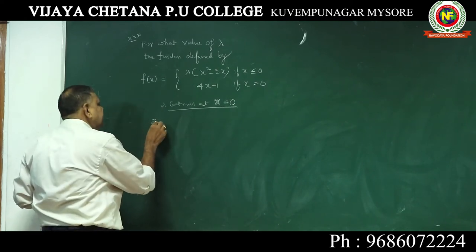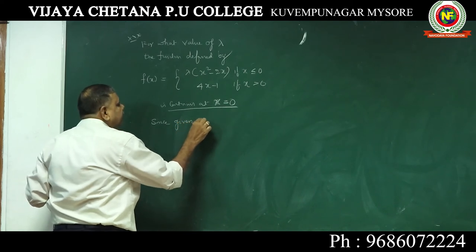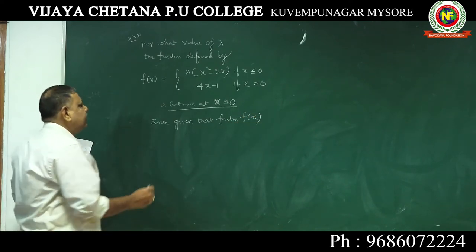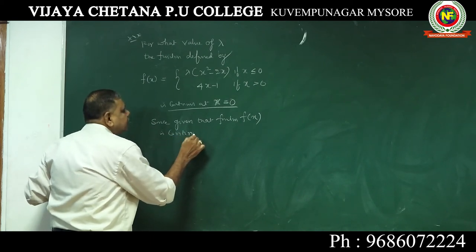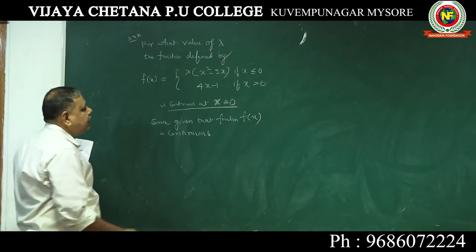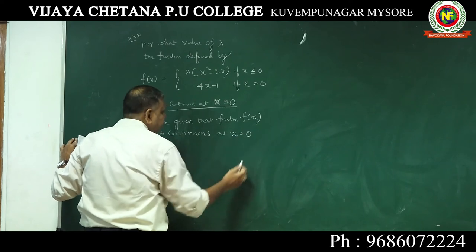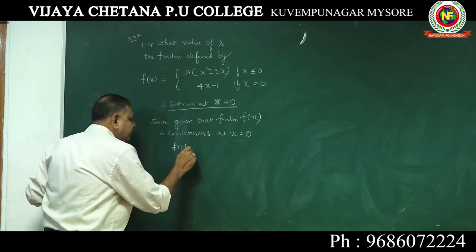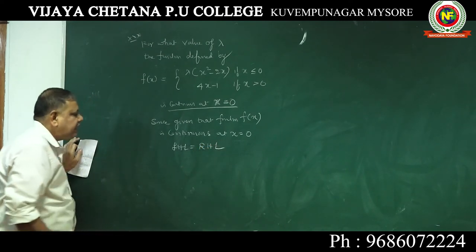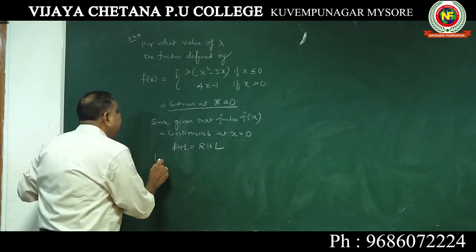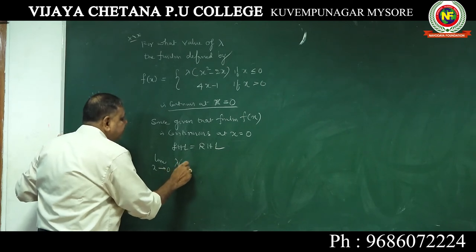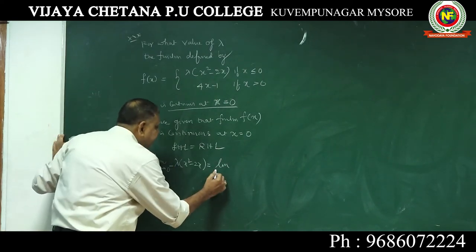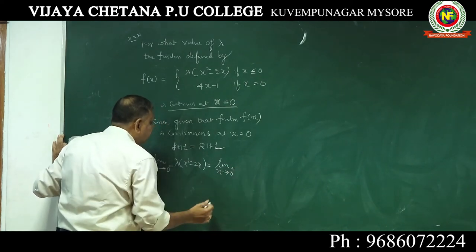You should write down, since given that function f(x) is continuous at x equal to 0, LHL is only a condition to compute. The other conditions are less than and greater than. That is, limit x tending to 0 minus of lambda into x square minus 2x should be equal to limit x tending to 0 plus of 4x minus 1.